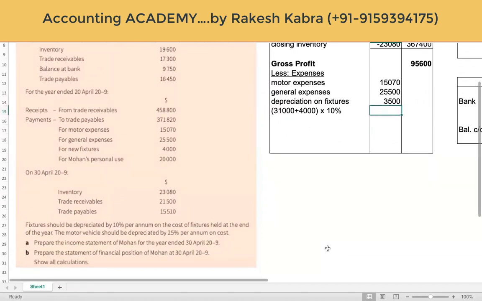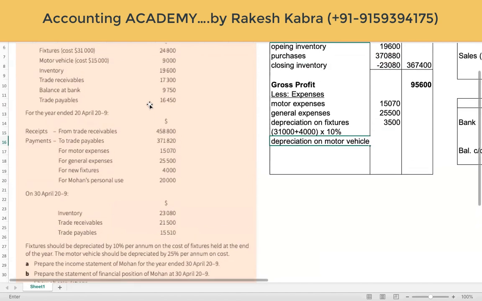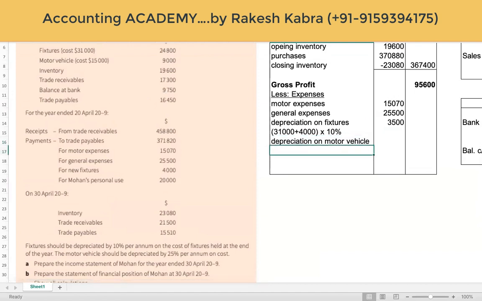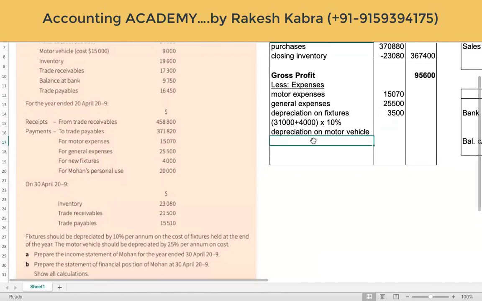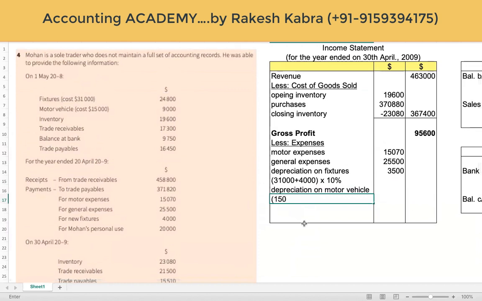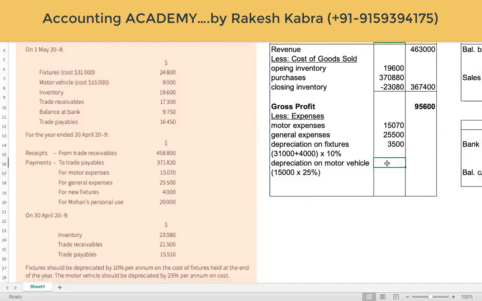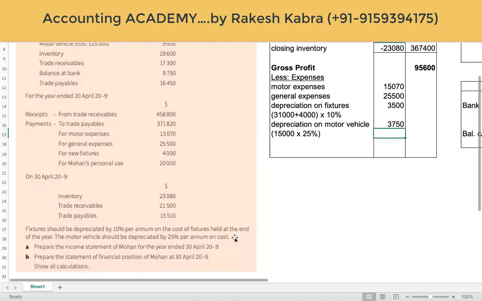Then I have to charge depreciation on motor vehicle, right? What is the rate? 25% on cost. This is also on cost. So what is the cost of the motor vehicle on the beginning date? 15,000. And there is no new purchase of motor vehicle, right? So directly 25% of that I will take. 15,000 and its 25% will be 3,750, right?